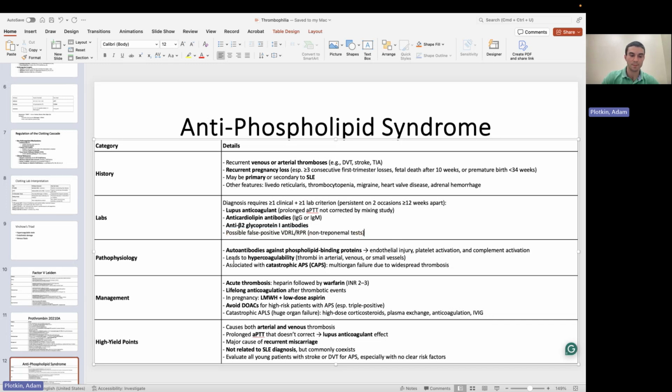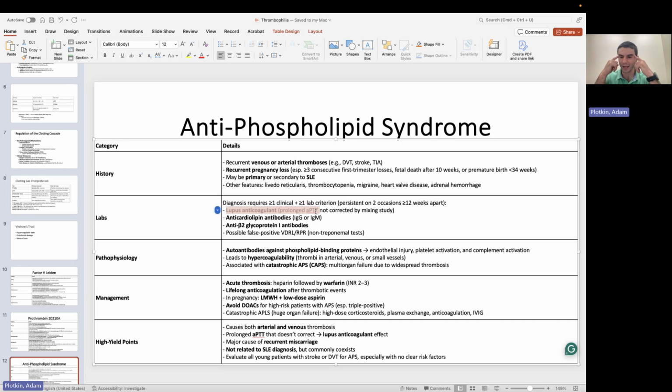Pathophysiology: we get autoantibodies against phospholipid binding proteins. That causes endothelial injury, platelet activation, and complement activation. This leads to a hypercoagulable state, and it's associated with catastrophic antiphospholipid syndrome, which is multi-organ failure due to widespread thromboses. The weird thing about antiphospholipid syndrome is this lupus anticoagulant that prolongs the PTT.